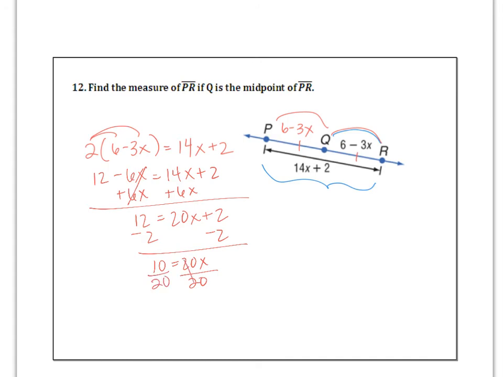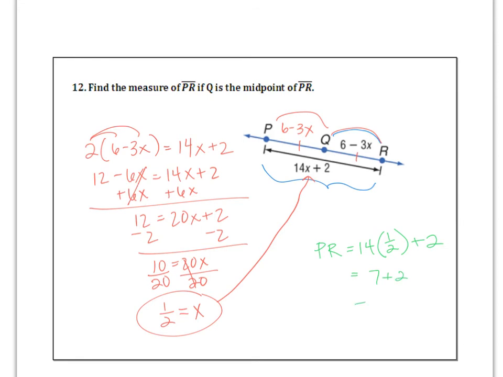Most people get that. But then a lot of people get this answer wrong. It is not 2. It is 1/2. Is that our final answer? The answer is no. It says find the measure of segment PR. So you have to take that 1/2 and you have to plug it in for PR. So PR is going to be 14 times 1/2 plus 2. Half of 14 is 7. 7 plus 2 is 9. There is no label here, so the distance from P to R is 9.